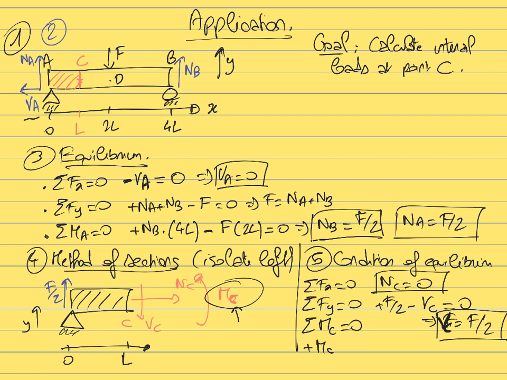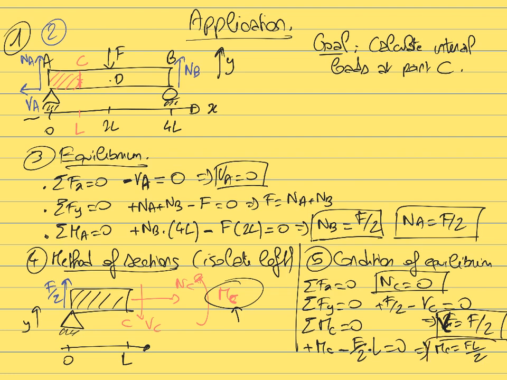So then the only remaining moment that we have is the moment created by the force F over 2 at x equals 0. We need to first look at the sign of the moment. This force is going to tend to make the body rotate clockwise about the point C. So it's going to be a negative moment. The intensity of the force is F over 2. The arm of the force is L. So this is equal to 0. So in this case, we find that the moment MC is equal to FL over 2.